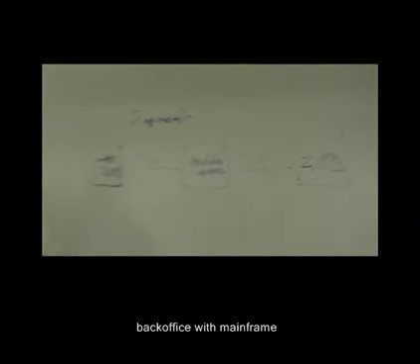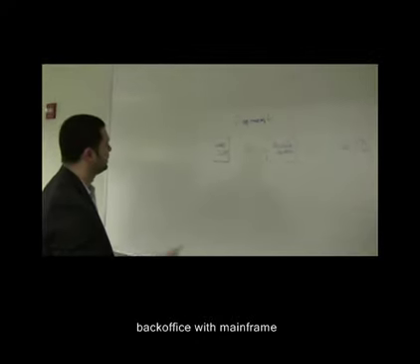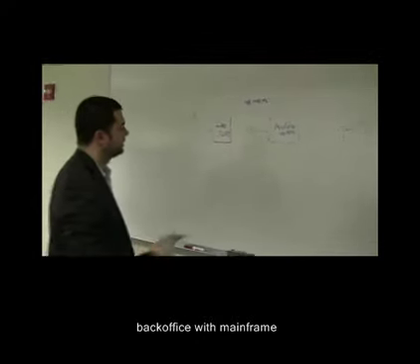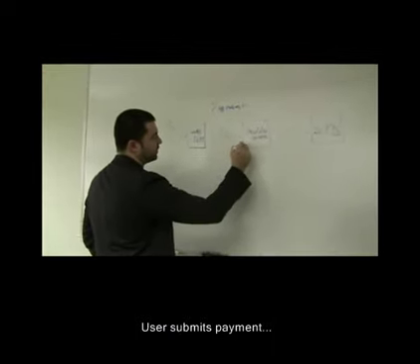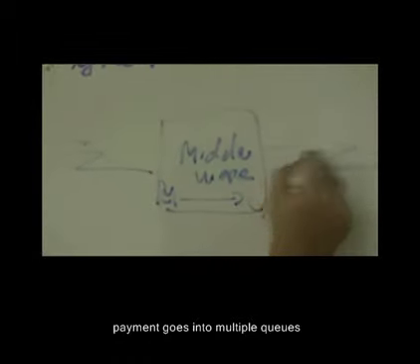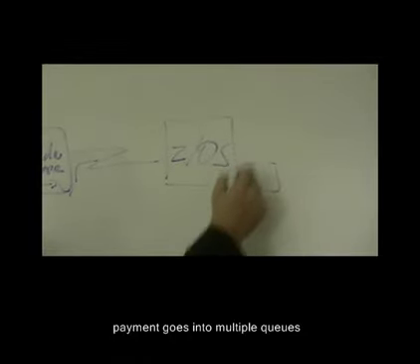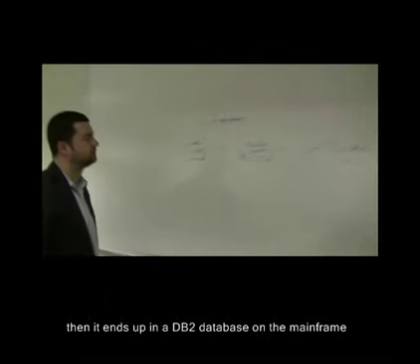So a typical user, let's draw this little guy here, would enter an order or submit a payment. That payment will go through a variety of different internal, potentially multiple queues, and then essentially end up on the mainframe and the database somewhere. Let's assume this is DB2.